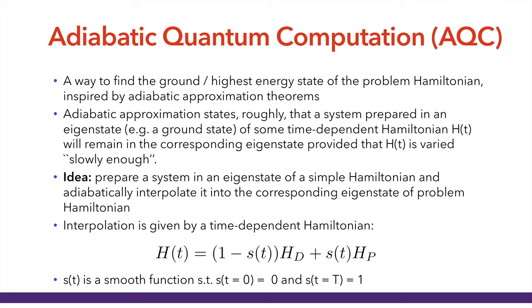Now the tricky bit here is that the required slowness is quadratic, 1 over delta squared, where delta is the minimum instantaneous eigengap between the ground and the first excited state of this Hamiltonian. This gap can be exponentially small. So in general, this might take exponentially long time.